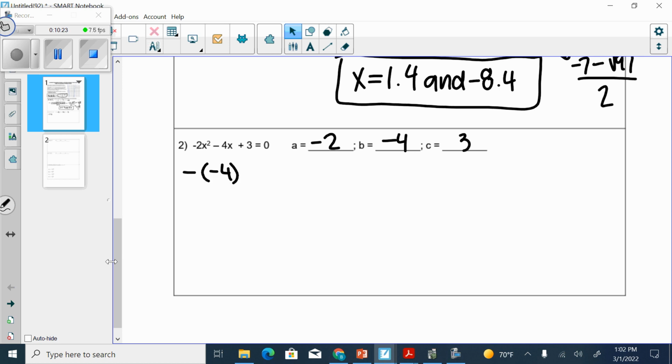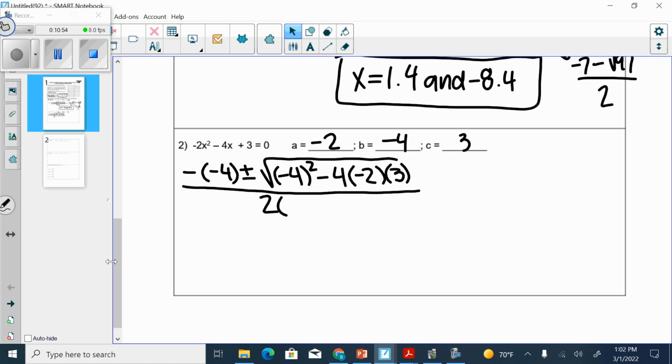4 plus or minus the square root of B squared. What's B? -4. So again, make sure you put that in parentheses. -4 squared minus 4 times A. What's A? -2. Times C. And what's C? 3. Good. And then all of this is divided by 2 times A. And we said A was -2. Okay. So we have it plugged in.